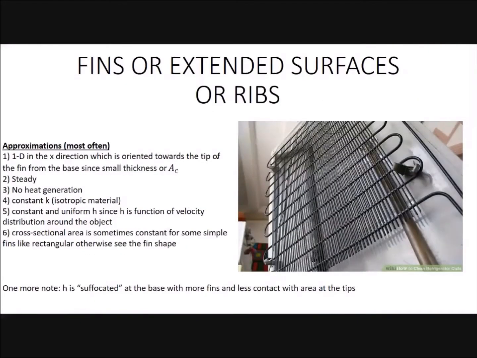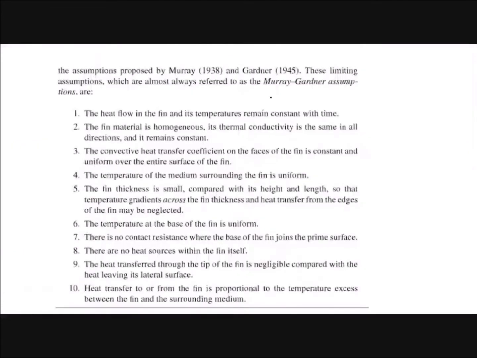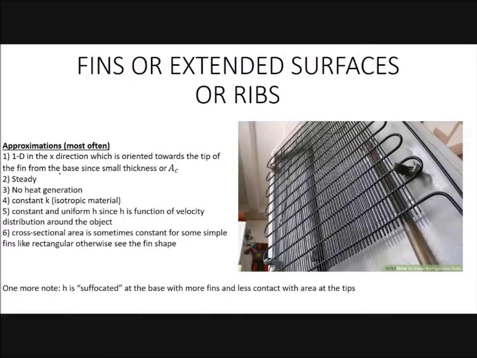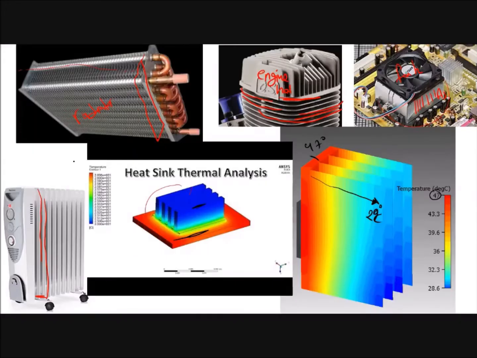To analyze fins, we are using approximations. These approximations are called the Murray-Gardner assumptions or approximations. There are 10 of them, but the famous ones are these 6 that we are using. The first is that we are saying that the fins are one-dimensional heat transfer objects. What do we mean by one dimension? Say that this is the base. We are assuming that heat leaves the base by conduction in only one direction, in this direction.